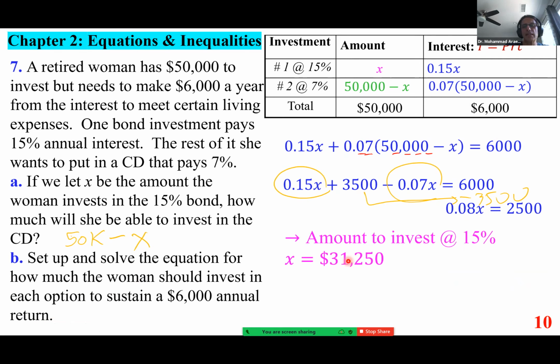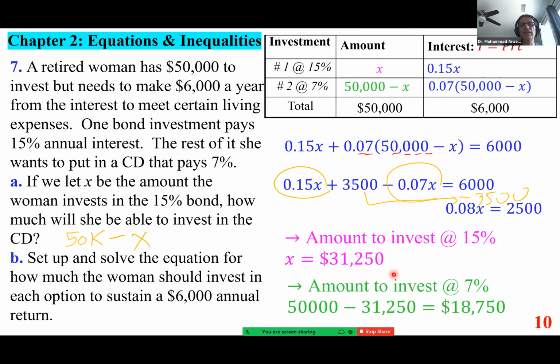So X is this amount, so we invest $31,250 at the 15% return, and the rest of it, 50K minus this number, which is 18,750, at the one that pays 7%. By the way, to check, you just multiply these two numbers and these two numbers, and they must add up to 6,000.